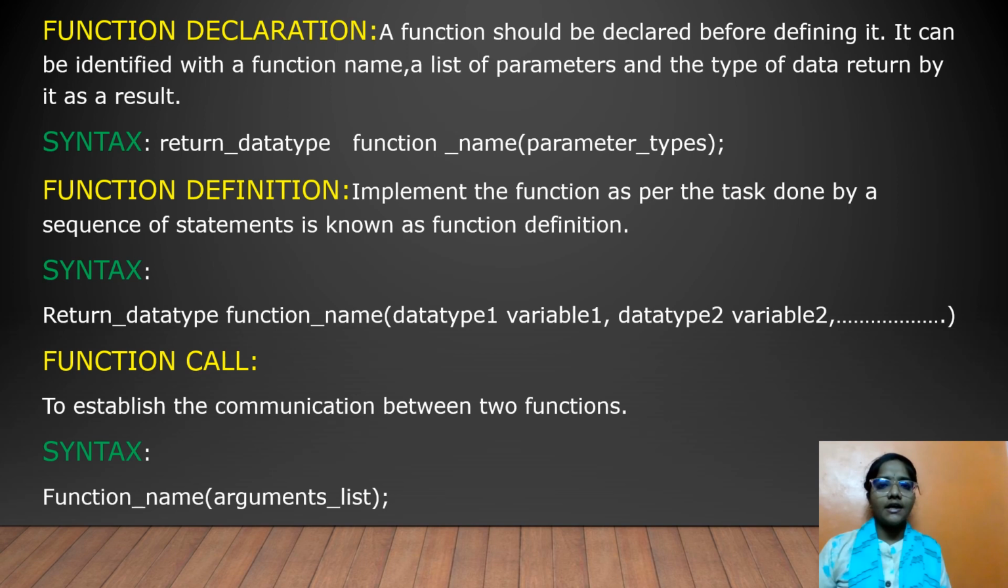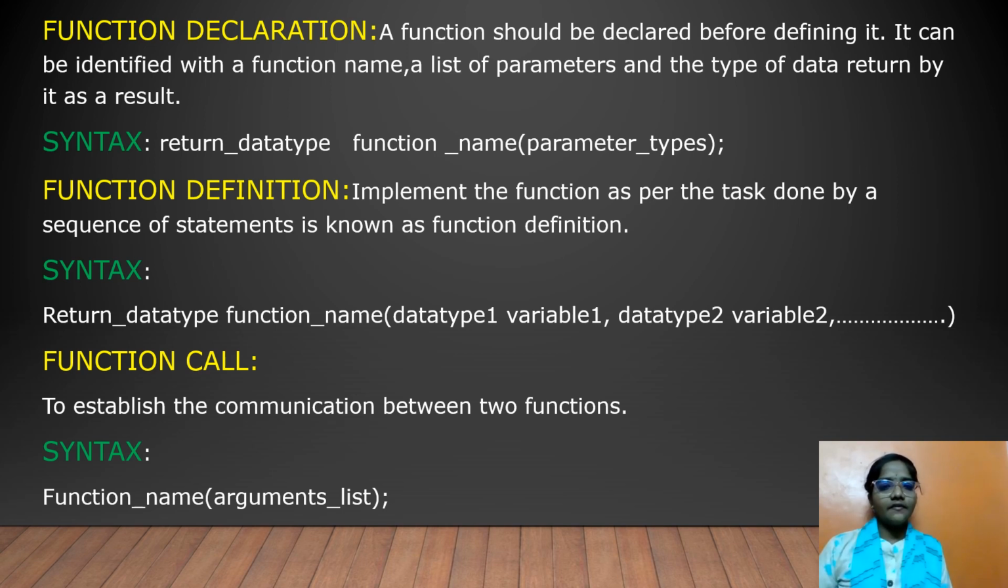Function declaration. A function should be declared before defining it. It can be identified with a function name, a list of parameters, and the type of data returned by it as a result. The syntax for it is return data type, function name, parameter types, and semicolon.